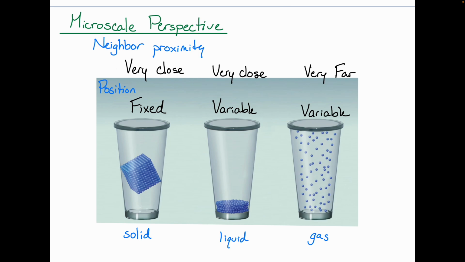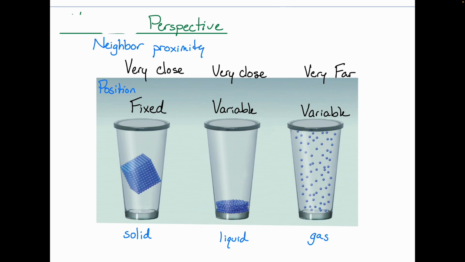So if we shrunk down, what we would see is a solid is composed of atoms or molecules that are really close together and stuck in place. They're staying put. Liquids are also really close together, but they're tumbling around one another in space. So whoever you're interacting with right now, it's going to be different a few seconds from now. And in the gas phase, these molecules are very far apart and just moving around, ping-ponging around inside that container. That would be a micro scale perspective. If we shrunk down, what would we see looking at these different phases of matter?